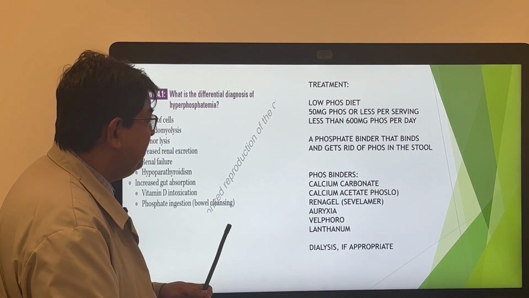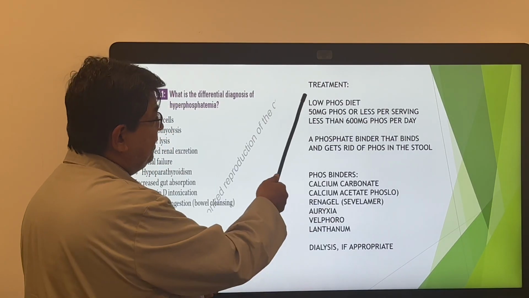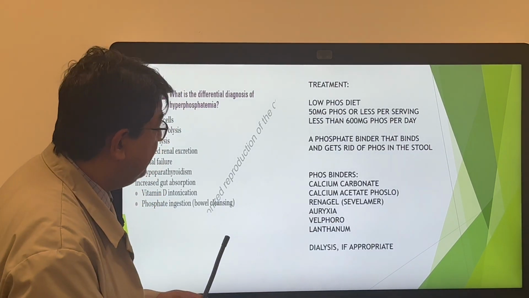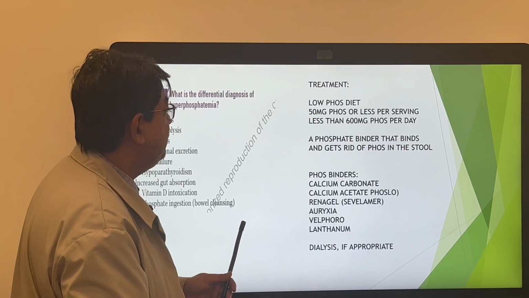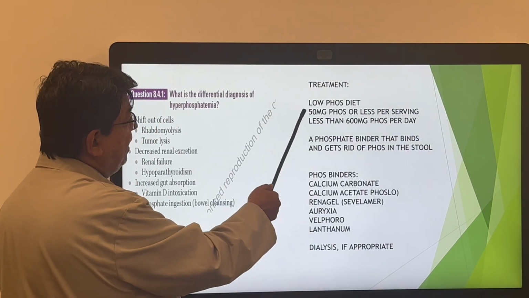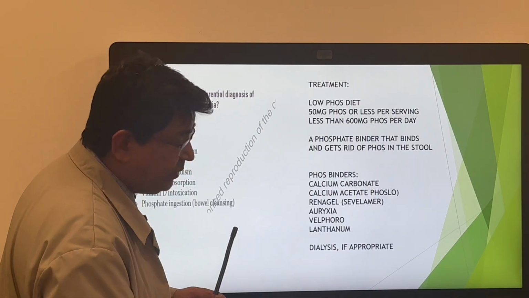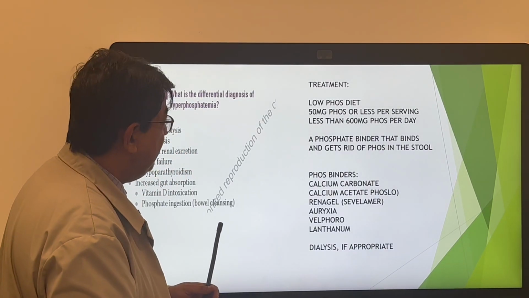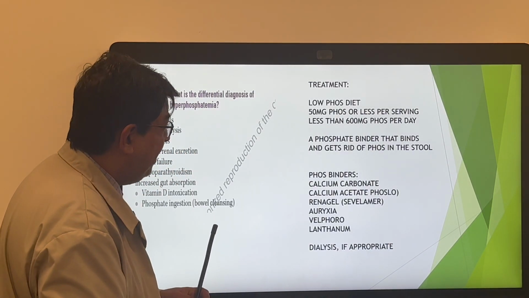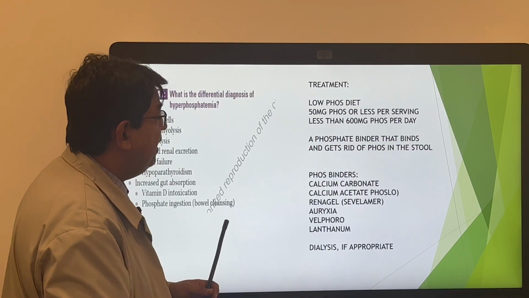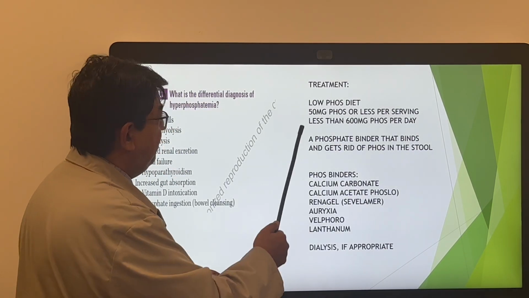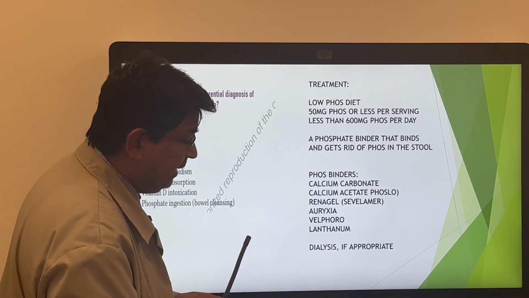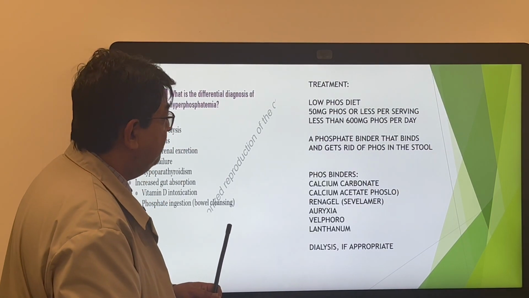Treatment of hyperphosphatemia would be, first and foremost, low phosphorus diet. That's sometimes overlooked. So you want to have 50 milligrams of phosphorus or less per serving. Patients will ask you that. How much phosphorus should I have? Which food should be avoided? So it'll be per serving, 50 milligrams of phosphorus or less, or 600 milligrams per day.